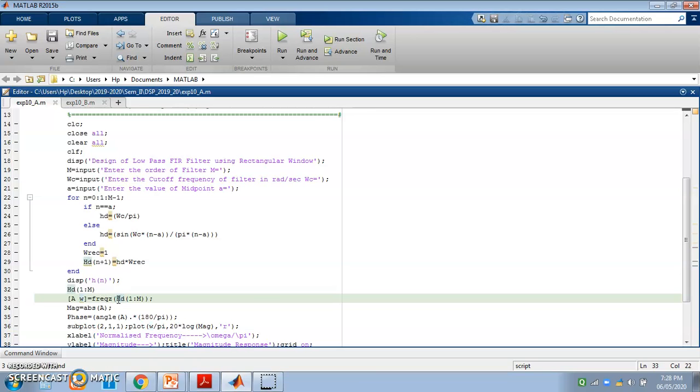So here the desired impulse response is getting converted into the Z transform, and that Z transform is solved on the unit circle, and the values are stored in variable A with respect to frequency omega.